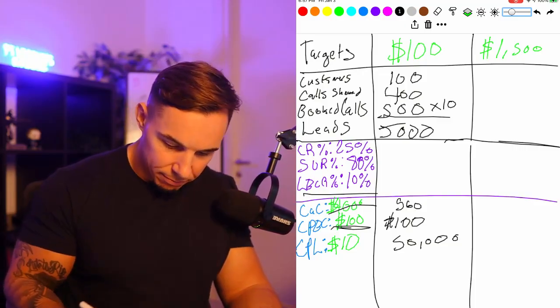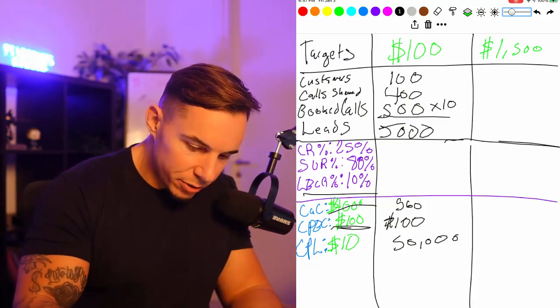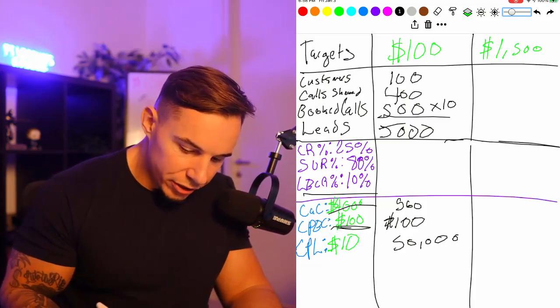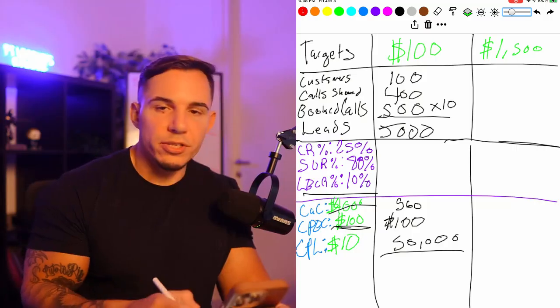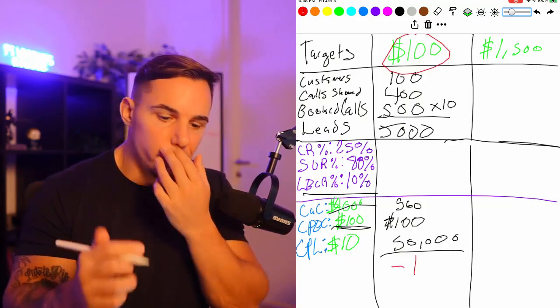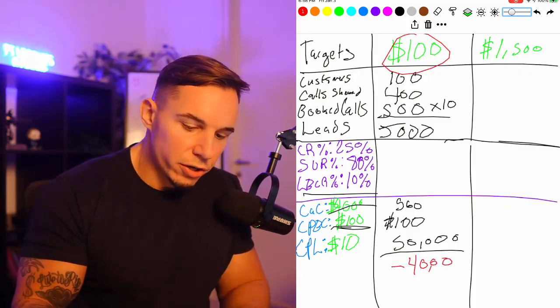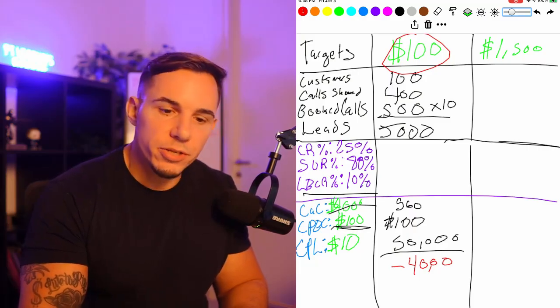But none of this is adding up. Now, with these numbers, with a $100 offer, we're actually negative $40,000. So this makes no sense. So instead, what you need to do, this is why you need to do high ticket, is charge $1,500, at least. Now let's crunch the numbers again.